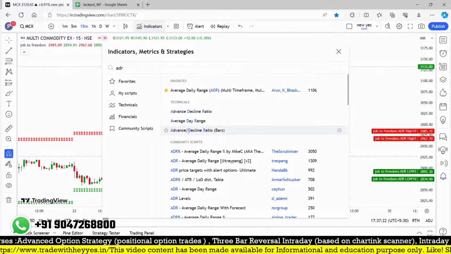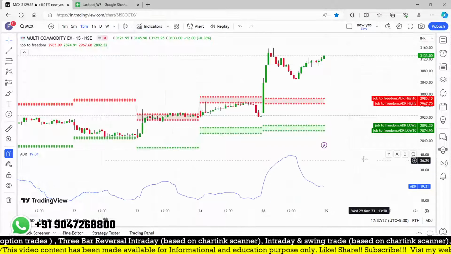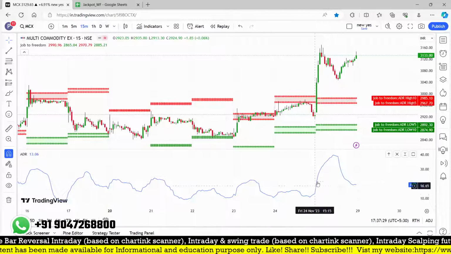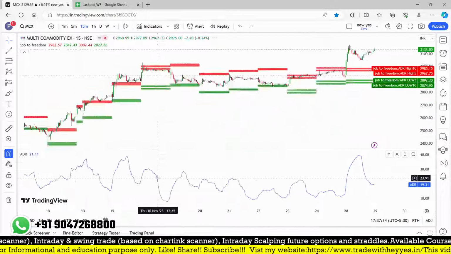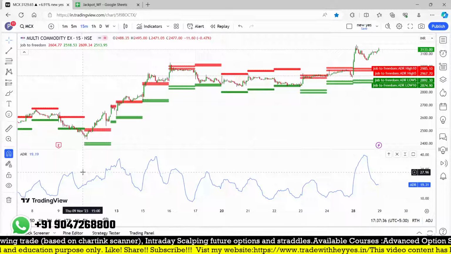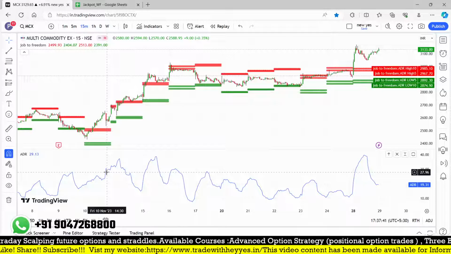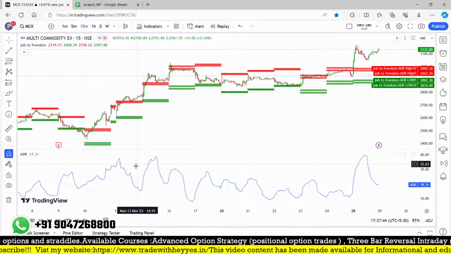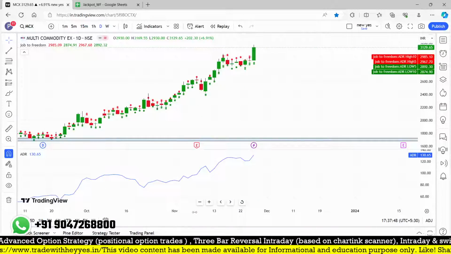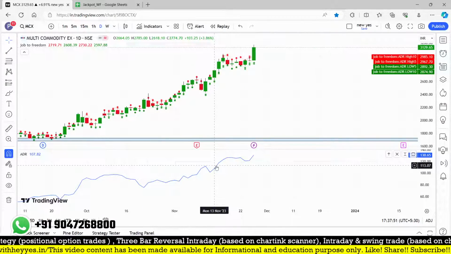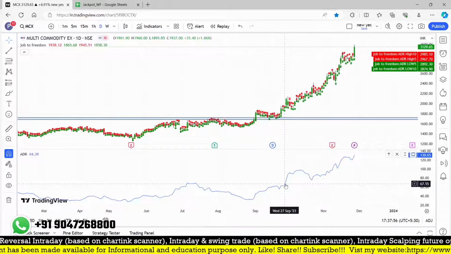So ADR, the daily range, is like a histogram, not a histogram, it's like an average. When the ADR is greater than previous peaks, that time there is a movement happening. Daily also we can check. This is also working perfectly.